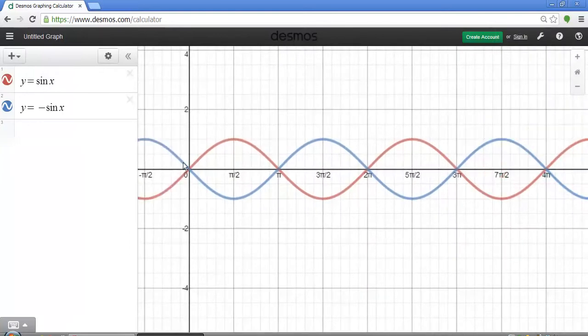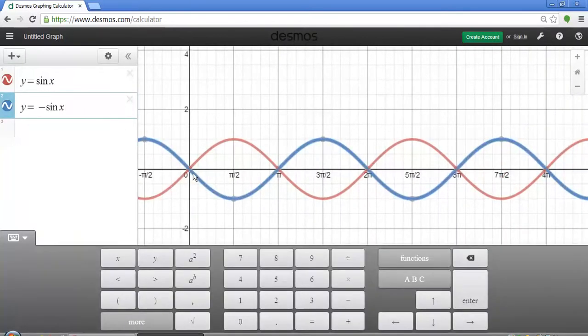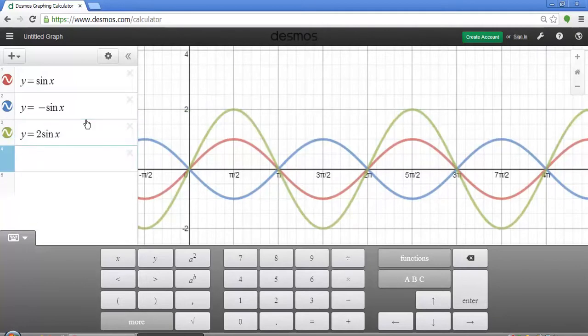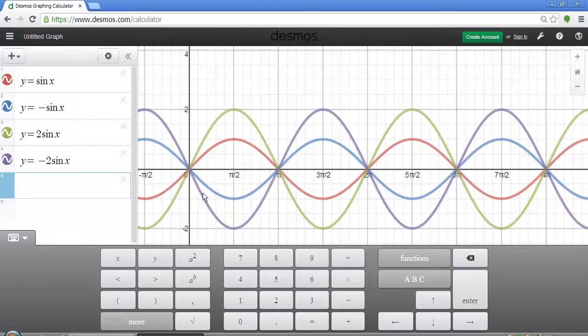So what happened? The red is the original curve. The negative sine x is the blue one, and it got flipped. It gets reflected on the x-axis. Same thing, if you have y equals 2 sine x, that's the green one. Well, what happens when I have negative 2 sine x? That's this purple one right here. So it's the reflection of the green one on the x-axis.